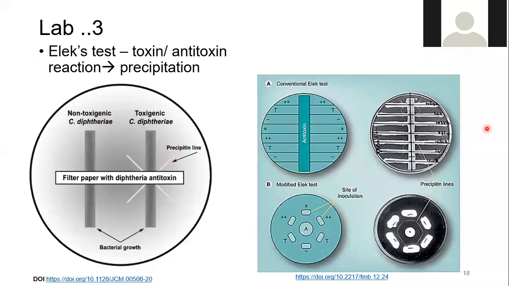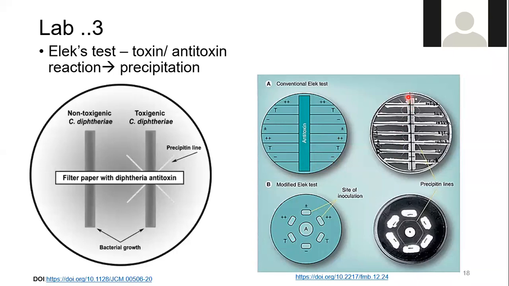Now, moving that to real life. So if this on your left is a conventional Elek test, it shows you what microorganisms are on the plate. So you have a positive one, a test positive one. This is a negative strain. This may be positive or negative. And then this is positive, this is positive, and this is negative.